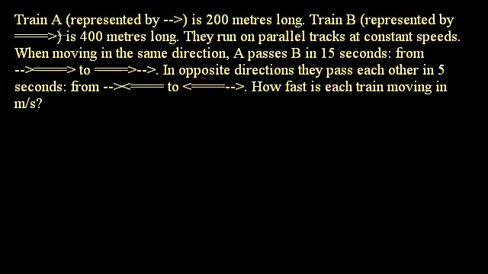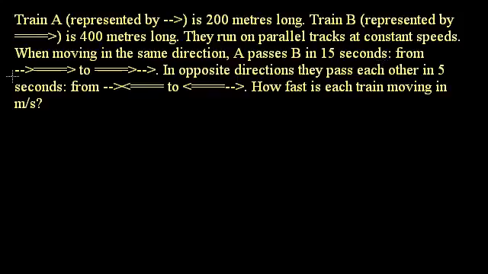So here we have train A, represented by these 2 dots and an arrow, is 200 meters long. And I did this because I think they want to be specific about the configurations they're talking about later in the problem. So let's just read it. Train A is 200 meters long. Train B is 400 meters long. They run on parallel tracks at constant speeds. When moving in the same direction, A passes B in 15 seconds.